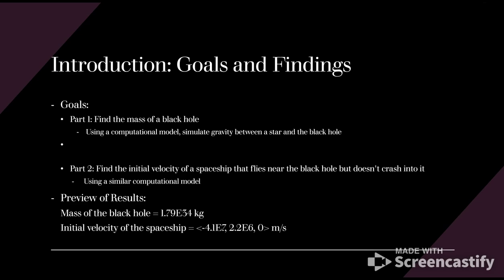Introduction, goals, and findings. The goal for part 1 of this lab is to find the mass of the black hole, and how I'm gonna do that is using a computational model. I'm gonna simulate gravity between a star and the black hole. And in part 2, the goal is to find the initial velocity of the spaceship so that it flies near the black hole but doesn't crash into it. And we're going to use a similar computational model for that.